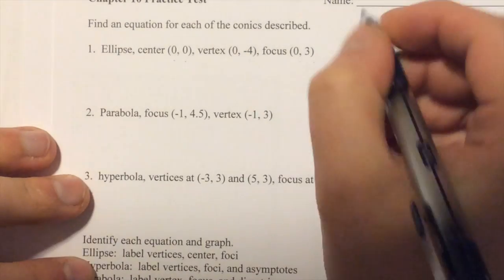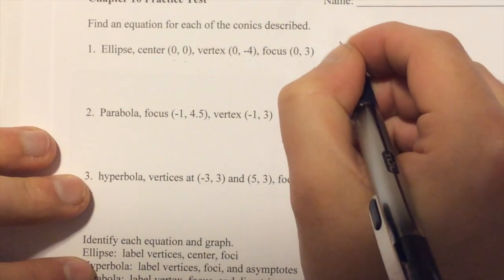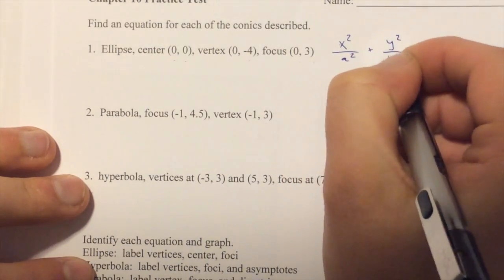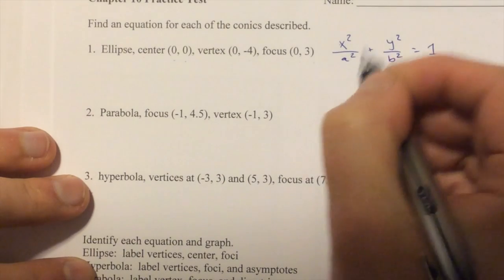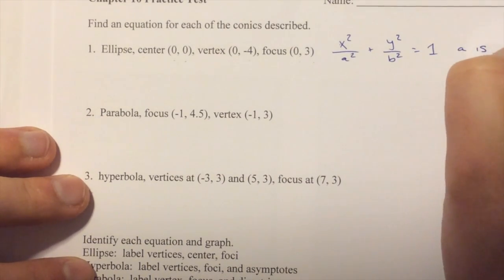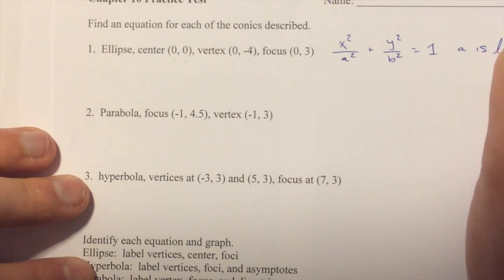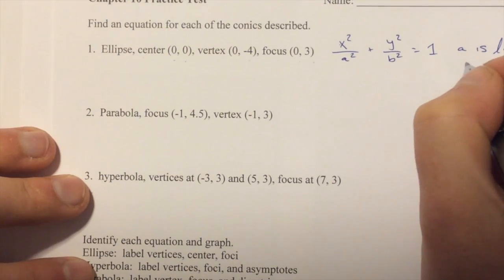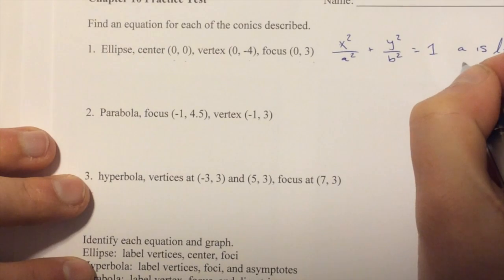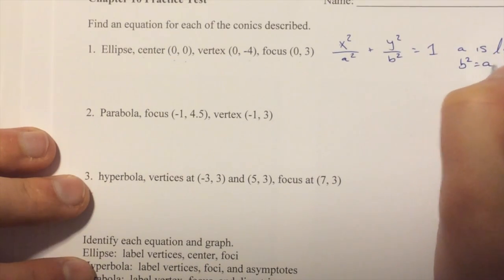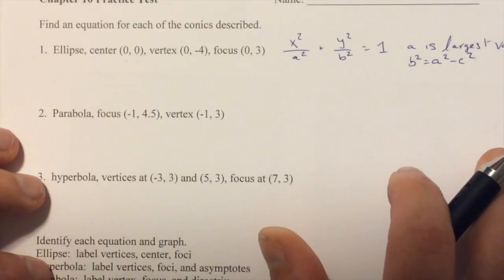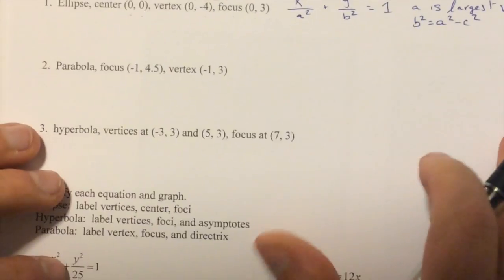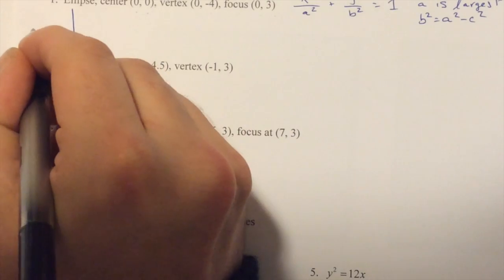So I already know I have an ellipse, so I want something like x squared over a squared plus y squared over b squared equals 1, where a is the largest value. So we can say that b squared equals a squared minus c squared. Let's get that in focus. With an ellipse, a is the largest value. So let's graph this and see what we get.